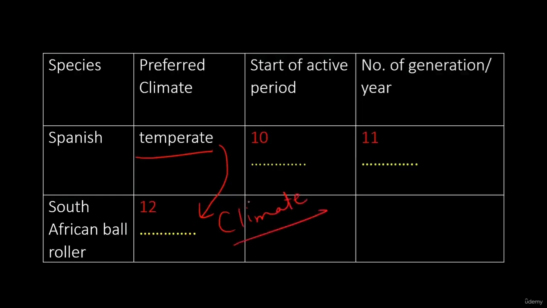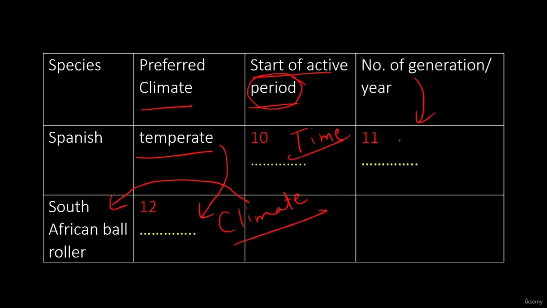Right, what kind of climate is required for South African ball roller? Like we have preferred climate for Spanish, the species, right? Plus it must be a climate. Going for the second column, start of active period. Now when I say active period, here it must be some kind of time. Number of generations per year, that means it must be a number here. You're getting my point here, right? Here it must be time, here it must be a number.